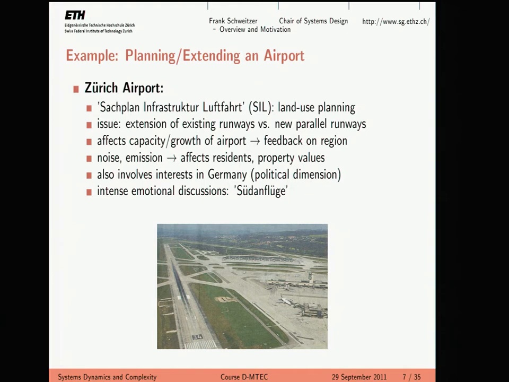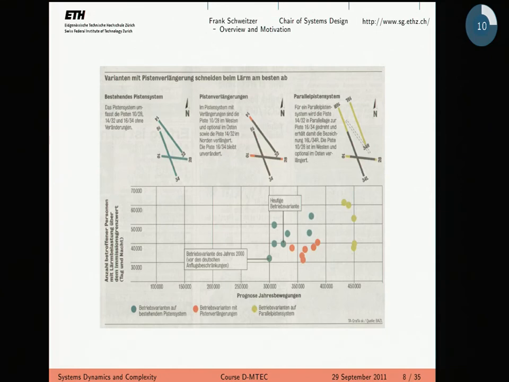And to show you that this is actually a real case that people were trying to solve, this is a picture taken from the Tages-Anzeiger. It's 5 years ago, I think, or 4 years ago, yeah, 2007. And you see, this is what they presented. It's exactly the same issue. We have the current situation. This is a runway. And you need to expand the capacity. So you can either extend these red things, extend the existing runways, or you can build new ones. It's actually a combination of building a new one and extending the current ones.